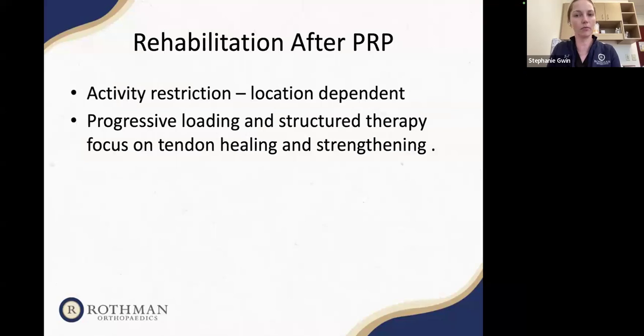For most people, for most joints, I'm restricting it for about 2 weeks. So even physical therapy, I'll hold off for about 2 weeks just to let the medicine get in, let the body do its thing without irritating it in the interim.